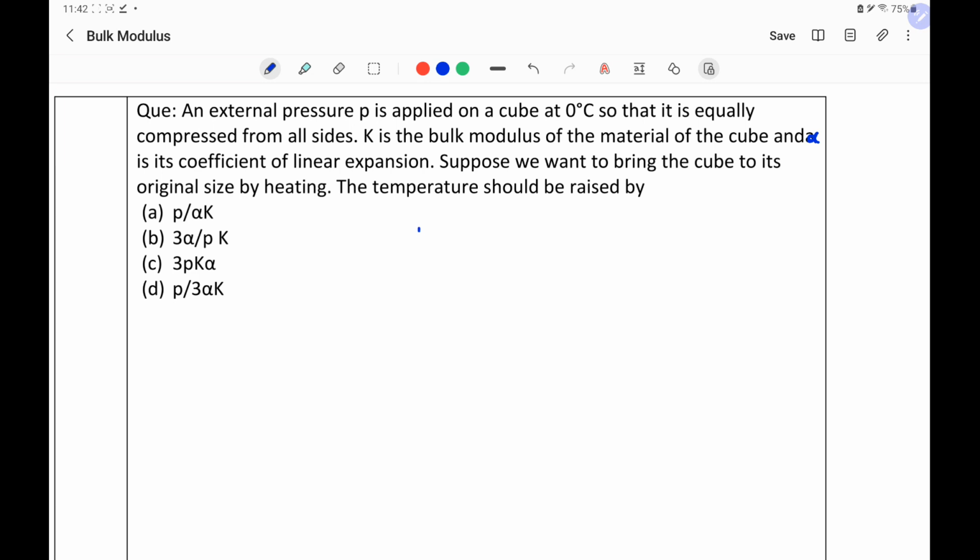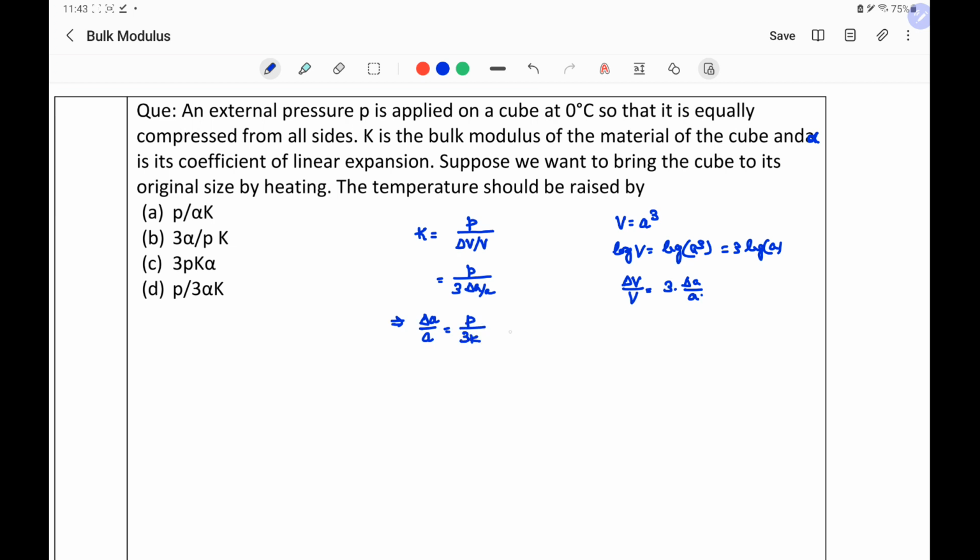Here, on applying the pressure, there is a compression, so a decrease in the volume causing a decrease in the side. Therefore, we can write that bulk modulus K will be equal to the applied pressure P divided by the decrease in volume, delta V by V. And for a cube, volume is the cube of the side, so log V is equal to log of A cube, which is 3 log A. Taking the partial differentiation on both sides, we have delta V by V equal to 3 into delta A by A. So we can replace delta V by V in terms of the side of the cube: K equals P by 3 into delta A by A. This implies that the fractional change in the length of the side of the cube, delta A by A, is equal to P by 3K. This is our equation number 1.